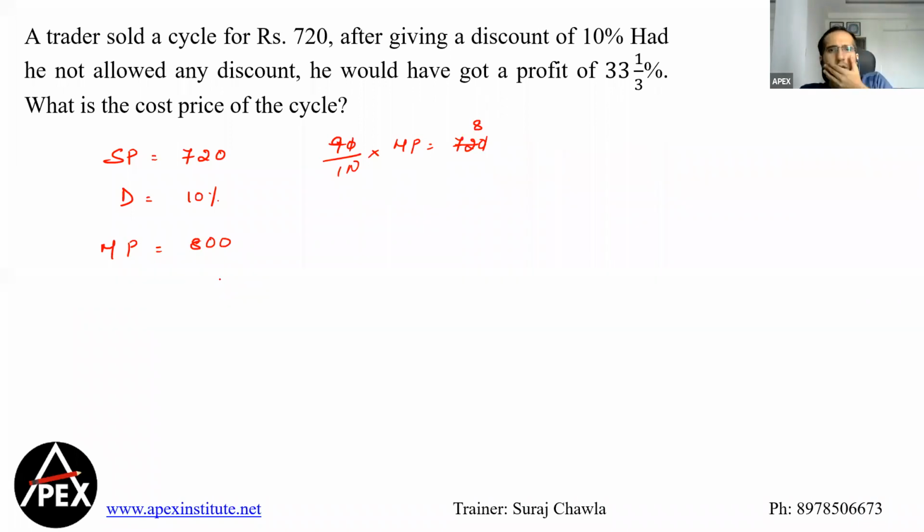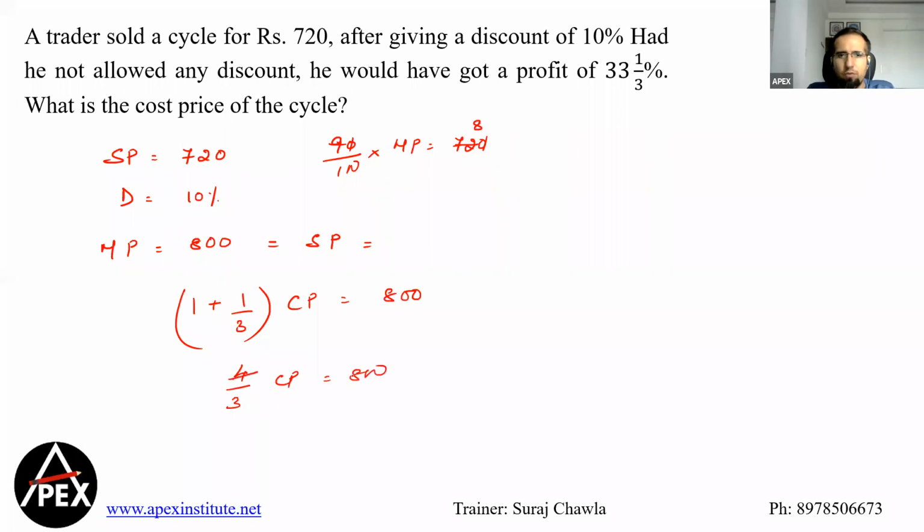Now, it says, had he not given any discount, that means had he sold at mark price, he would have made a profit of 33 1/3%. 33 1/3% is 1/3. So if I'm making a profit of 1/3, then I know that the multiplying factor becomes 1 plus 1/3, into cost price is equal to selling price. So this becomes 4/3 into CP is equal to 800. 4 ones are 4, 200 threes are 600. So CP is equal to 600. That becomes your answer.